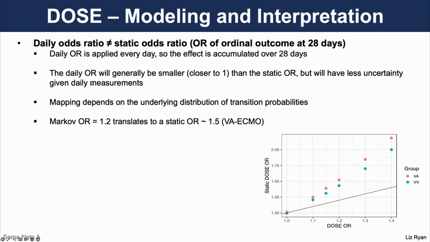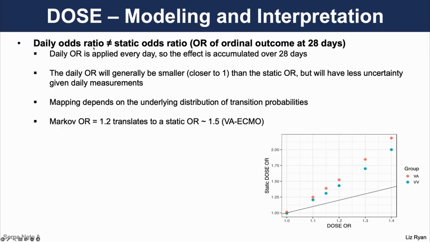Because you have more data, the daily odds ratio will always be smaller. It will be very close to 1, and it will be smaller than the static odds ratio, but it will be much more precise. And this is like when you have a very large amount of data, your effect estimate tends to be smaller, but the precision tends to be higher, which is good.